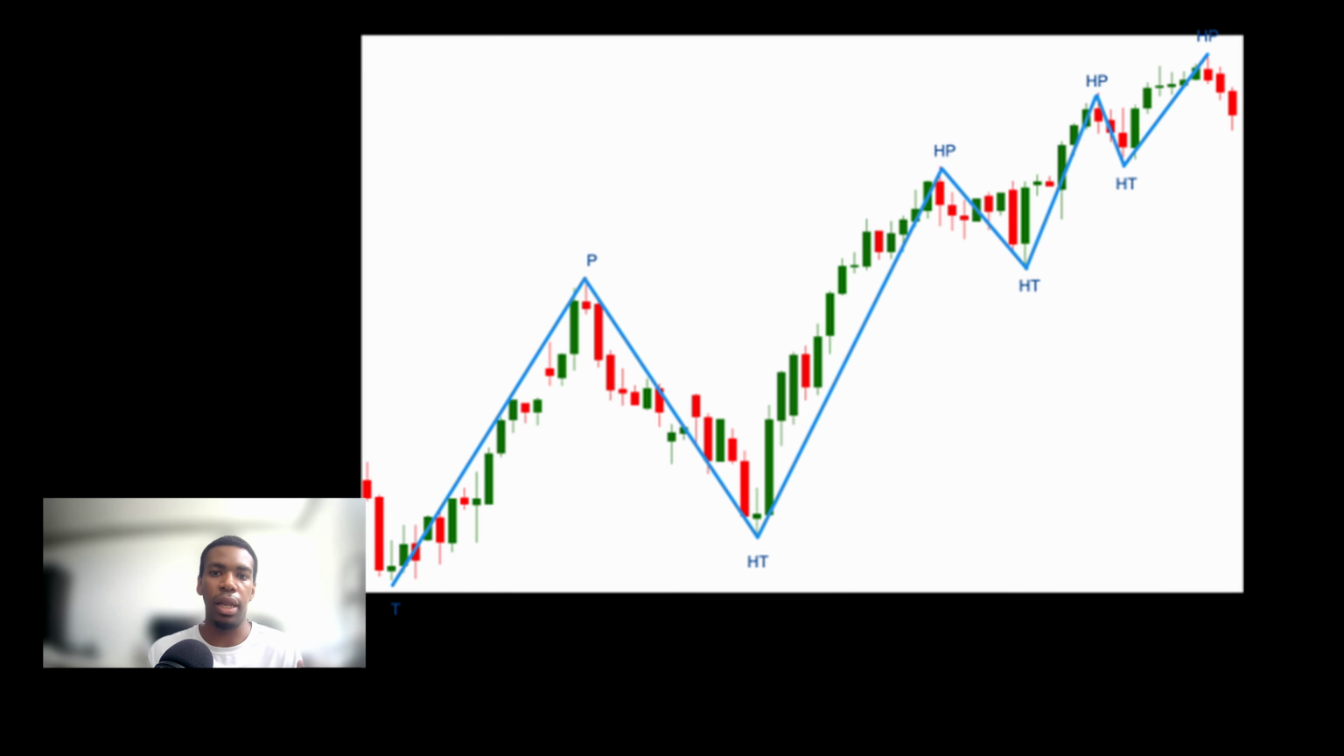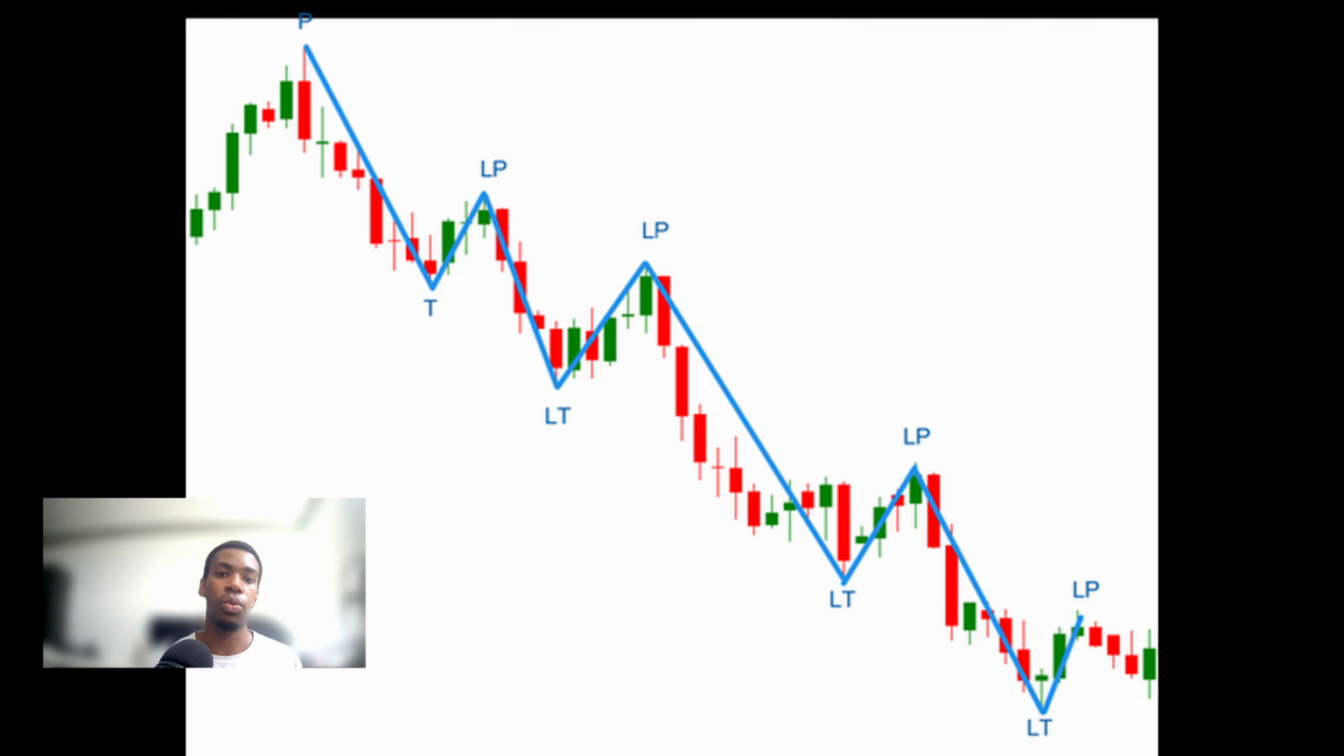In between all of the labeled peaks and troughs in the image, you can see that the only time the trend reversed was when there was a candle with a higher high and a higher low, or a lower high and a lower low. All right. Remember, those are pivot points, aka the structure of the trend, right?